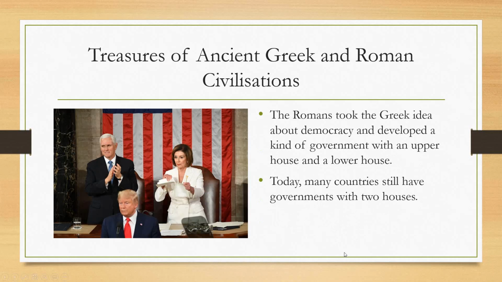Now, the ancient Romans also took the Greek idea about democracy and developed a government with an upper house and a lower house. Today, many countries still have governments with two houses, and one such country was the United States of America. However, I must point out that this statement may not be entirely true, or I would say this statement may be a little bit too simple. Actually, it means more than a government with two houses. I will explain a little bit later.